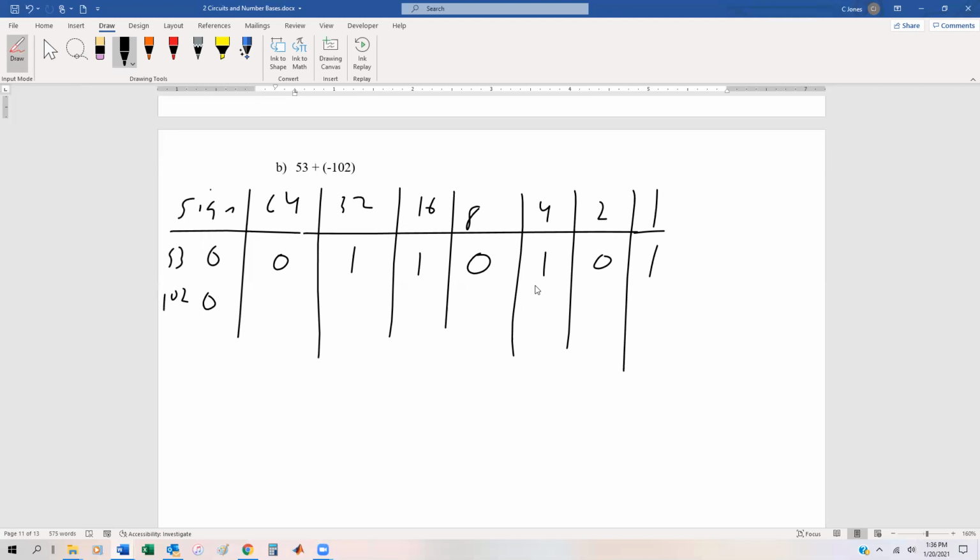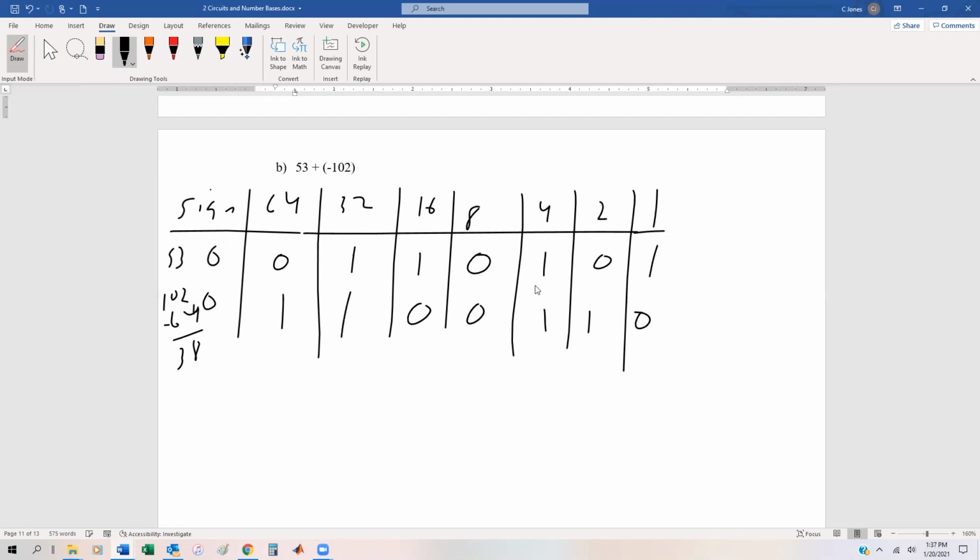And then we need 102. Right? So 102, we definitely need a 64. And if we subtract 64 from 102, right, that's going to leave us with 38. Right? And we just need 32. And that just means we need 6 more. So 6 is 4 and 2.